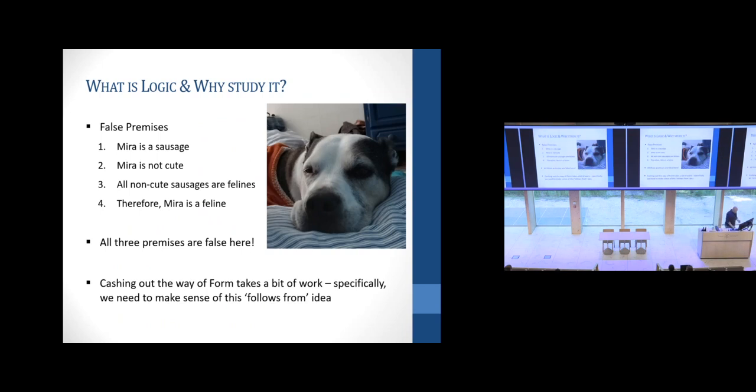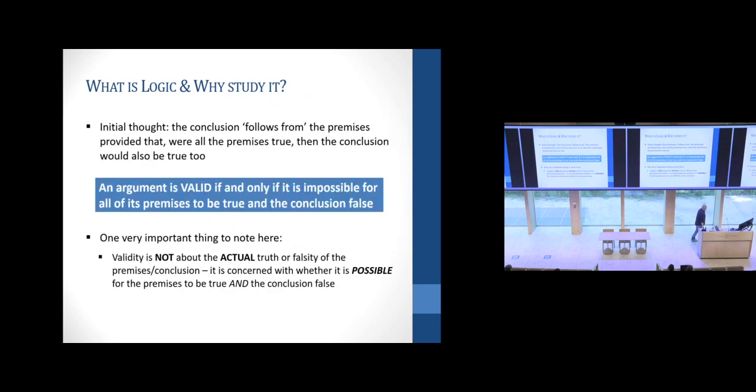So, let's try and cash out this way of form. What does it mean for a conclusion to follow from the premises? This is a little tricky. And here we're going to hit our first real substantive notion. But here's the intuitive thought. We'll say that the conclusion follows from the premises, provided that were the premises all true, the conclusion would be too.